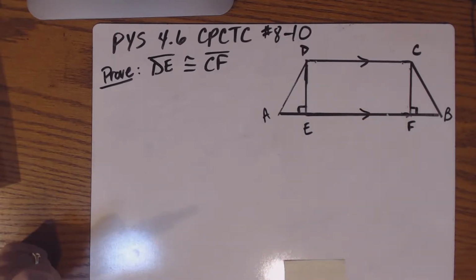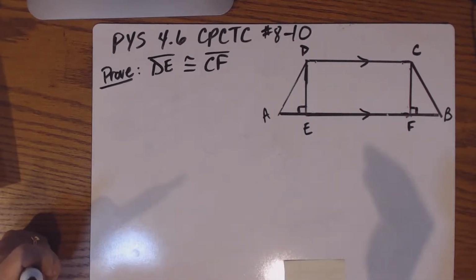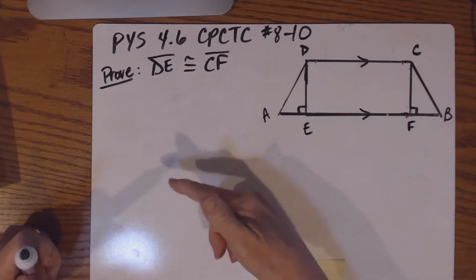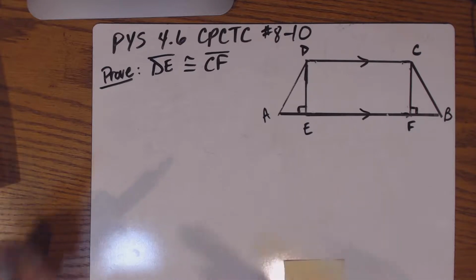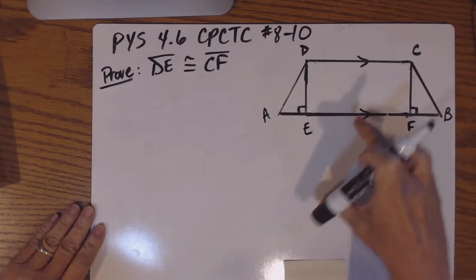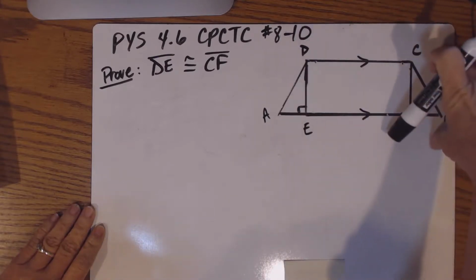It's not marked. So we actually have to prove that if the left-hand angle is a right angle, well, then the right-hand angle is a right angle. We have to make the statements that prove that. And then from that point forward, we don't have to worry about it. But right now, we are trying to prove that DE is congruent to CF.